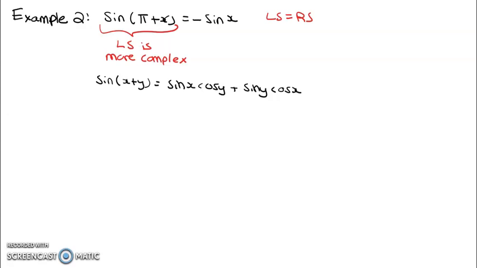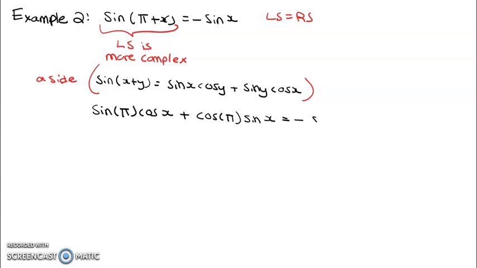Let's just put this off in the red brackets as a little bit of an aside. Okay, so back to our identity. If we use this, we get sine pi cosine x, and then plus cosine pi sine x. Again, keeping our right side the same with the sine x.